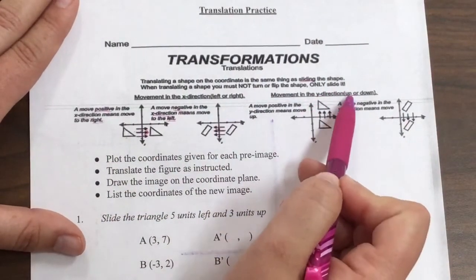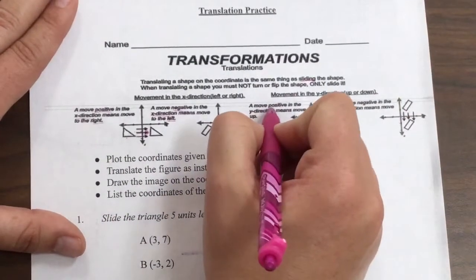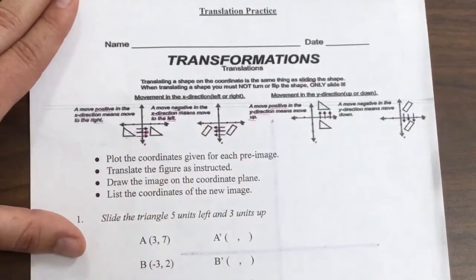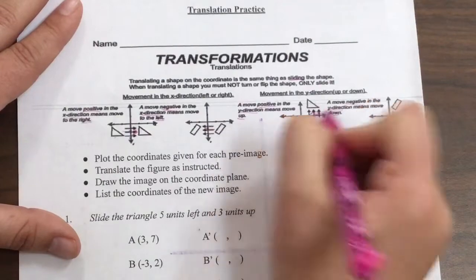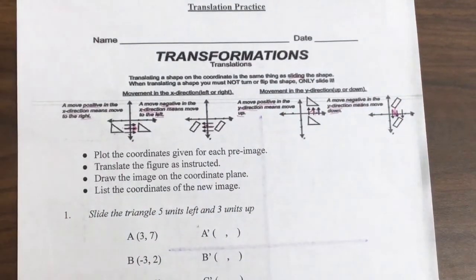In the Y direction is either up or down. So positive Y, up. Negative Y, down. So you can kind of see how it's moving up and how they're moving down.